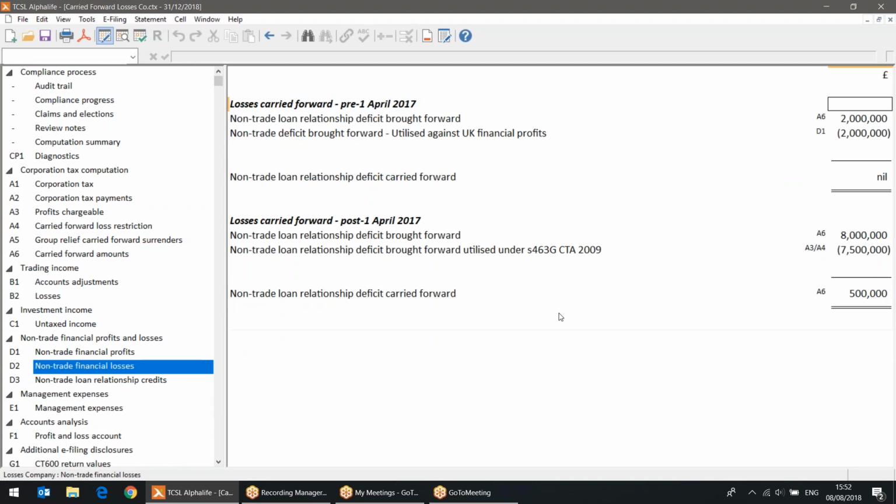It is worth noting that relief for non-trade loan relationship deficits wasn't mandatory previously, but the legislation works the opposite way around in that you claim the amount of deficit you want to relieve as opposed to disclaiming trade losses. This is an example of one of the number of nuances that now exist in the carry forward losses legislation.